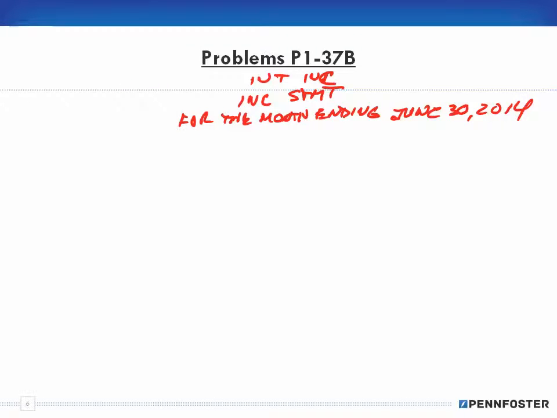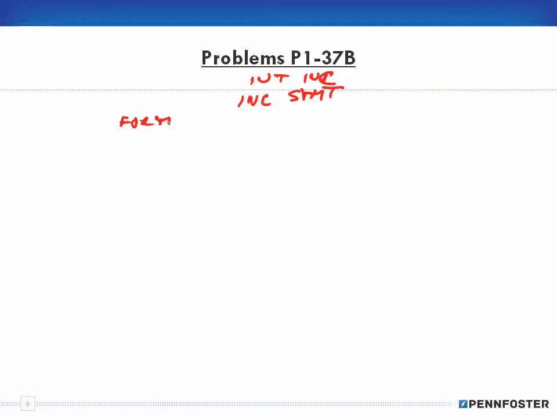But as you can see, let me move over a little bit, for the month ending. The reason we have "for the month ending" is because it is for a period of time. It is not an as-of date like on our balance sheet.